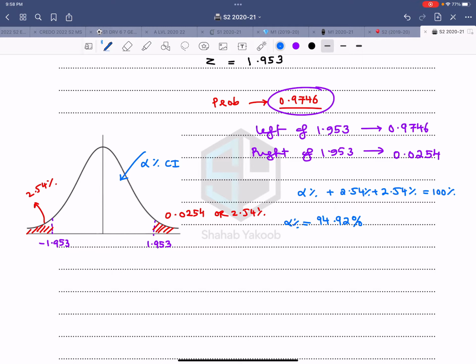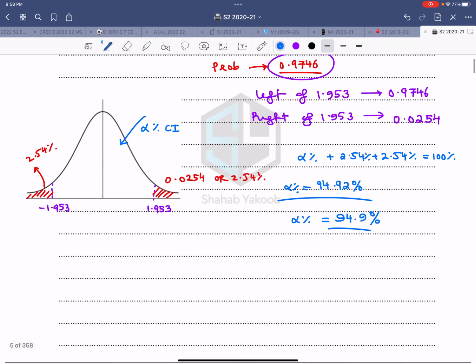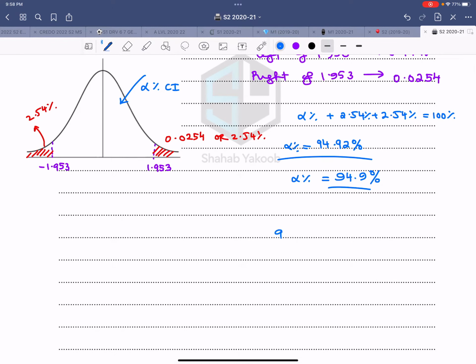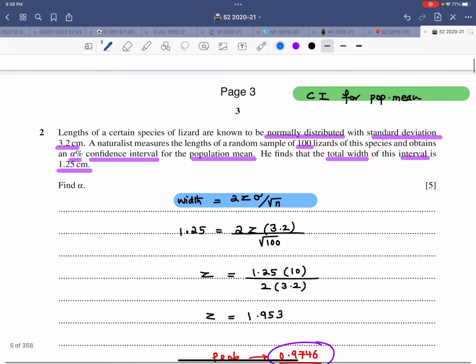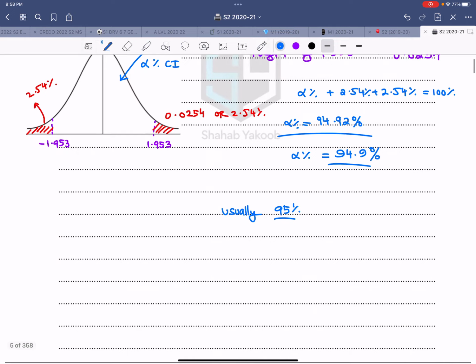If you want to round it up, which as such you should not, because you should round it off to 3 significant figures. Of course you should round it off. What I wanted to say was that don't round it off to an integer. So this is 94.9%. Usually the kind of confidence interval that we calculate is 95%. So that is the answer for this particular part, confidence interval for population mean.